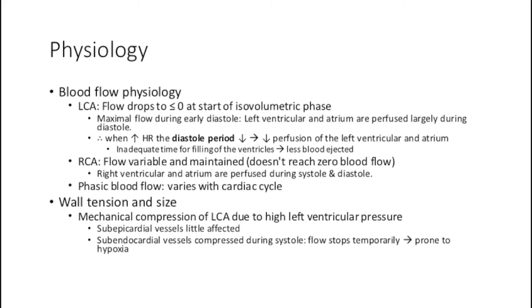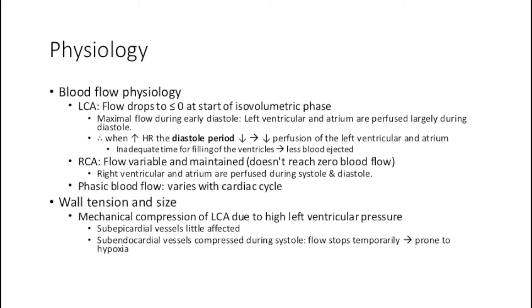In terms of the right coronary artery flow, the flow of this artery is variable and maintained, and it doesn't reach 0 blood flow. The right ventricle and the atria are therefore perfused during both systolic and diastolic periods. And so, as you can see, there's phasic blood flow, which varies depending on the cardiac cycle, particularly for the left coronary artery.